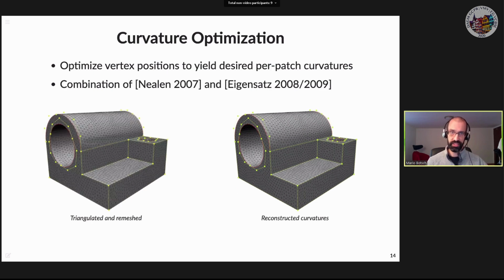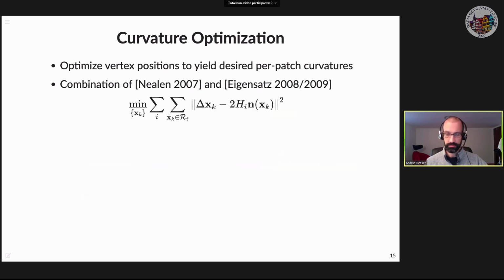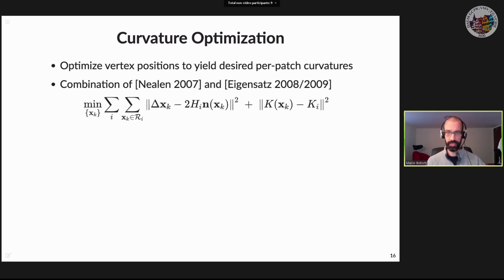Now the next step is, basically, if you look, I hope you see my mouse pointer. If you look here and then here on the right-hand side, the cylindrical part changes, and we do this by optimizing the position of the vertices to meet the curvature values that we stored for each patch, which is a combination of the fiber mesh approach of Andy Nealen and the curvature-based processing by Michael Eigensatz. Let me just jump over this. If you want to know details, just ask me later on, but for time reasons, I just skip over this.